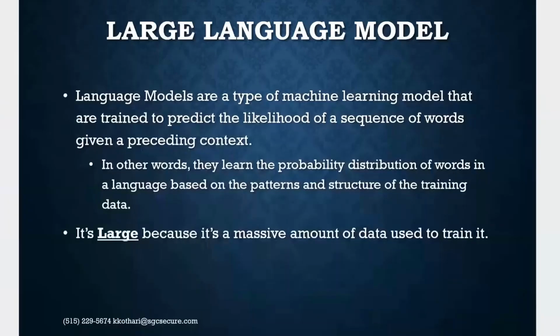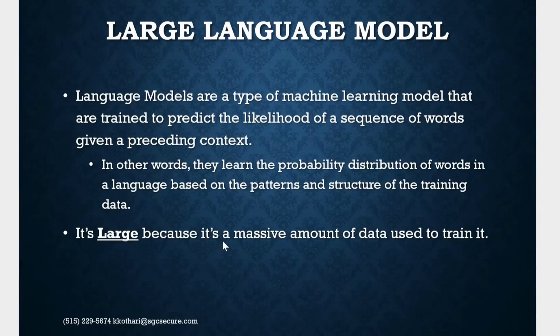Okay, like I said, this is not going to be heavy slide based. It's a generative AI model, and it's also what's called a large language model. Really what that means is, I'm just going to read this. It's a type of machine learning model that is trained to predict the likelihood of a sequence of words given a preceding context. In other words, they learn the probability distribution of words in a language based on patterns and structure of the training data.